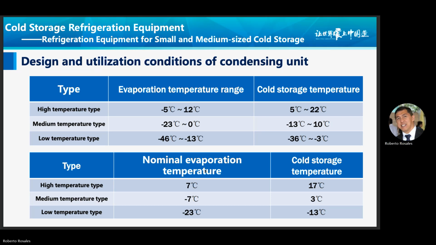And the nominal evaporation temperature for high temperature is 7 degrees C with a cold storage temperature of 17 degrees C. For the medium temperature type it is -7 degrees C with a cold storage temperature of 3 degrees C. And for the low temperature type, the nominal evaporation temperature is -23 degrees C and the cold storage temperature is -13 degrees C.